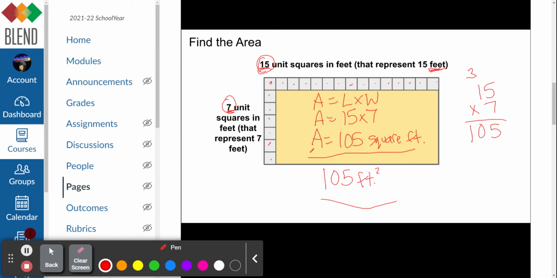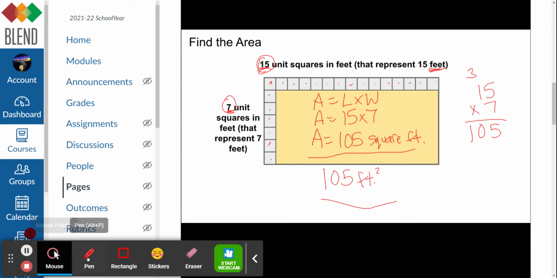This is the same thing as this, so both of them are acceptable answers. So 105 square feet or 105 feet squared. As you can see, each one of these is a square foot, so we could fill 105 inside our rectangle.